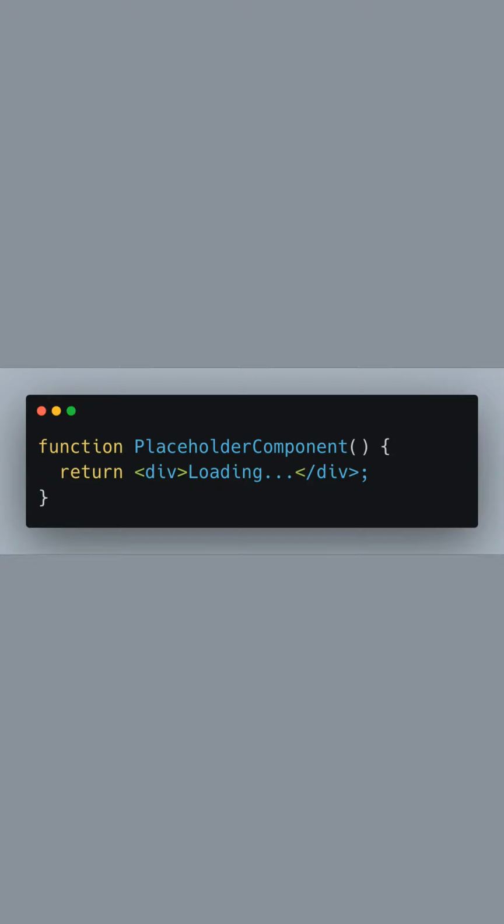The placeholder component is a simple functional component that returns a div with the text loading. This component will be shown to users as a visual cue that content is being loaded in the place where lazy component will eventually be rendered.